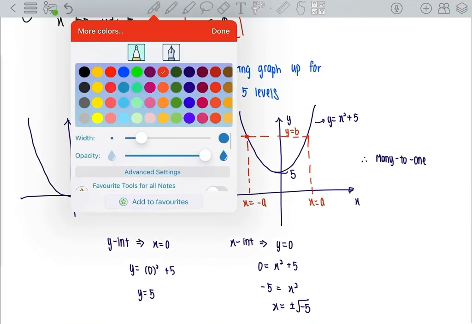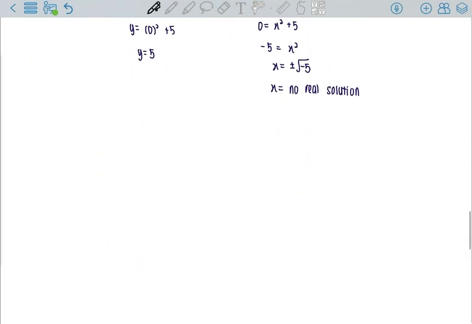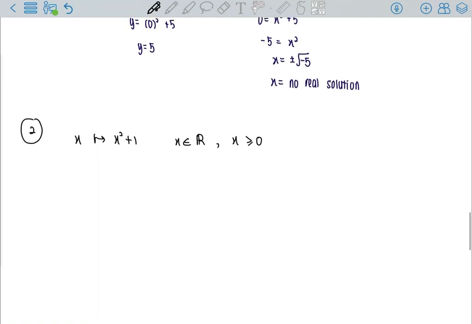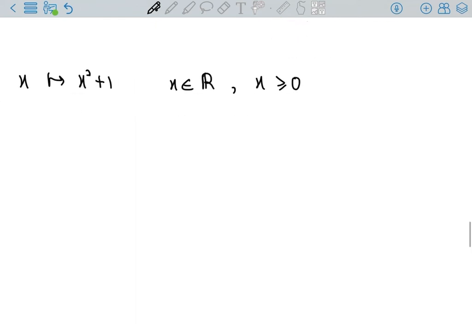So let's look at the next example. For the next example, we are going to look at x maps to x squared plus 5, where x is an element of real number and x must be bigger or equal to 0. First, let's understand the question. We already understood what this means in our previous question. It means x is an element of real number. It can be any real number: positive, negative, 0, rational or irrational.